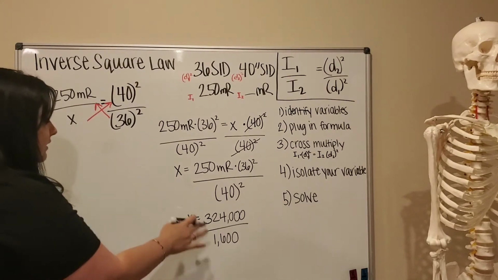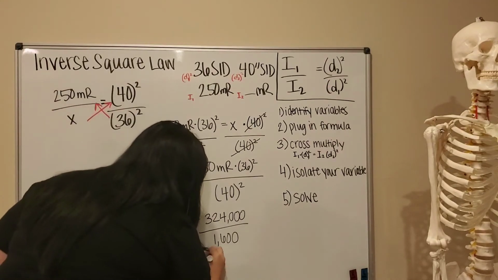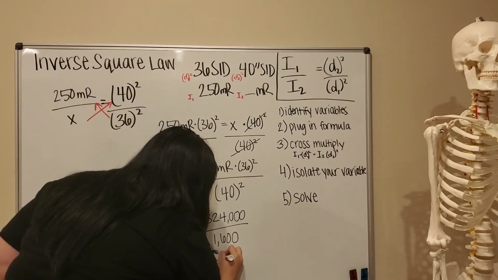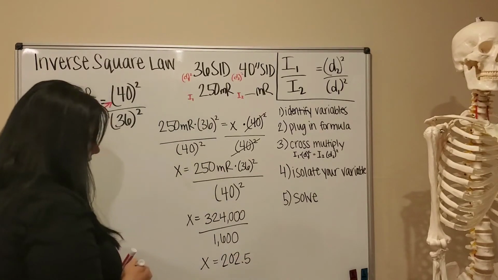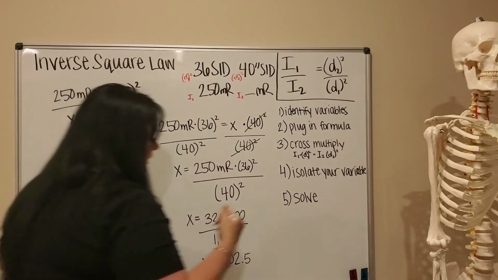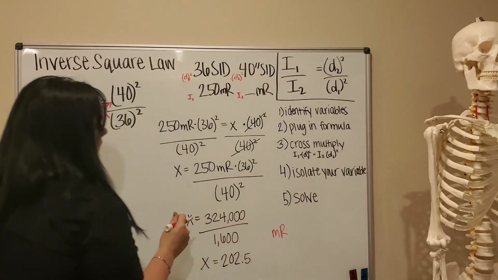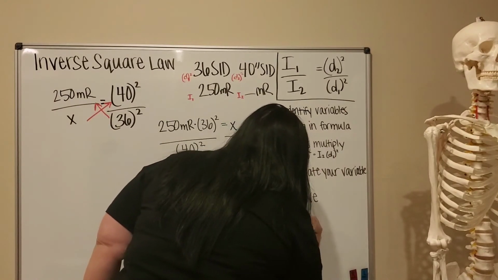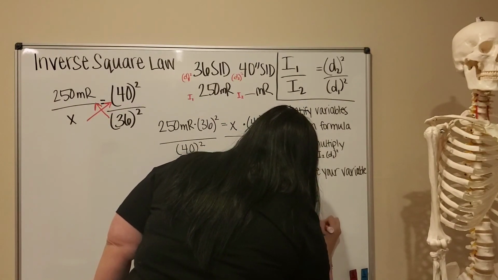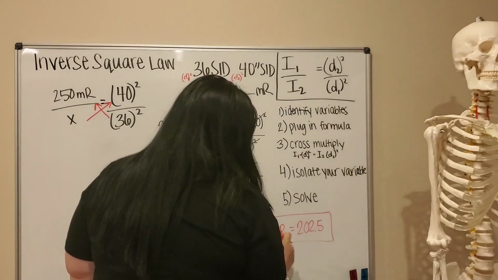Then just divide these to each other. 324,000 divided by 1,600 gives you 202.5. So then your final answer is millirems needed for the 40-inch SID would be 202.5 millirems. Okay.